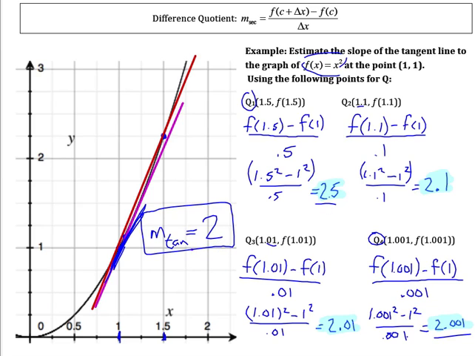So again, very important that this limit process is going to help us to determine what the slope of the tangent line is. Okay, as we increase our accuracy, we're going to get closer and closer, and then calculus is going to eventually tell us how to find this slope.